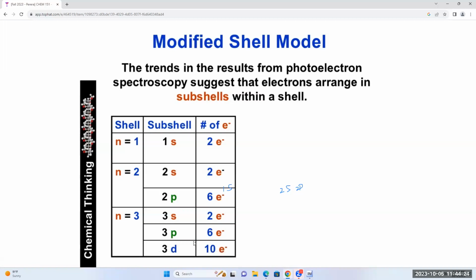And the 4th shell can have up to 4 subshells. They are called S, P, D, and F. S can have 2. P can have 6. D can have 10. And F can have, what's the capacity of F? It's 14. Thank you. Anyway, so those are the capacities of the maximum number of electrons that can be accommodated in each subshell.